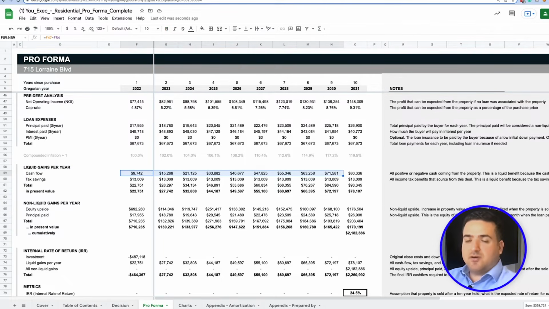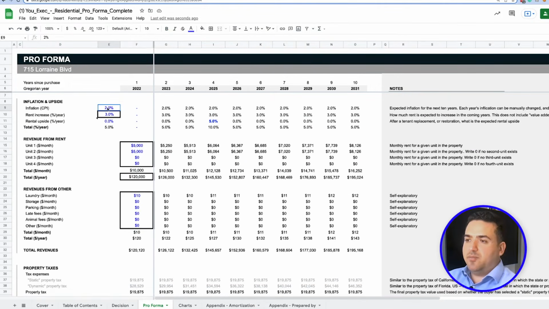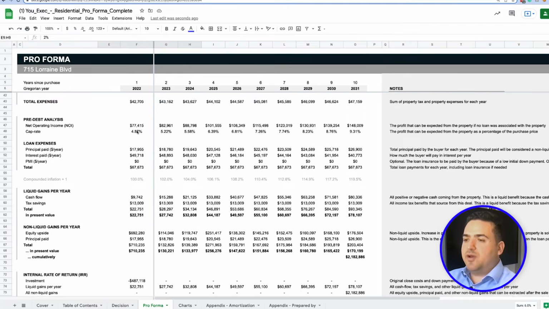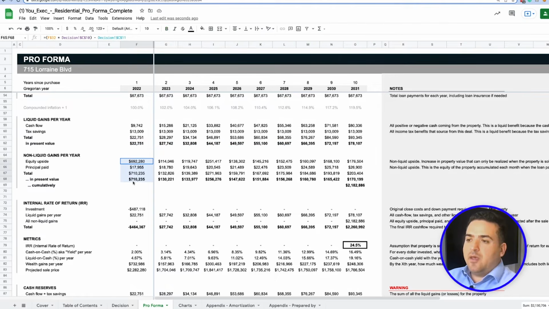Positive cash flows are a type of liquid gain because it's cash that goes in your bank. The tax savings that you can generate by depreciating the value of the building over the next 10 years is also cash that remains in your bank. So we take that sum of the cash flow and tax savings and we bring it to the present value. Taking the inflation that you gave us up here in row number 9, we bring to the present value the liquid gains. We do the same thing with the equity upside.